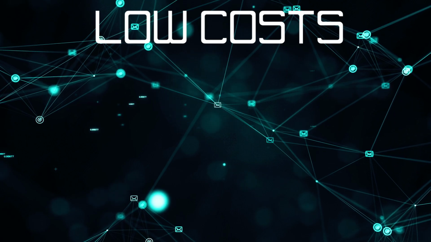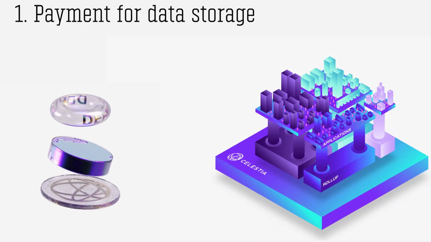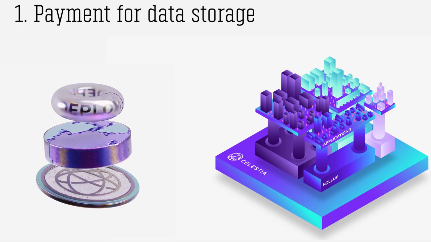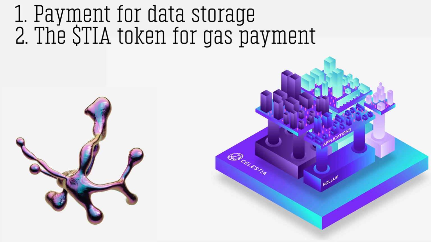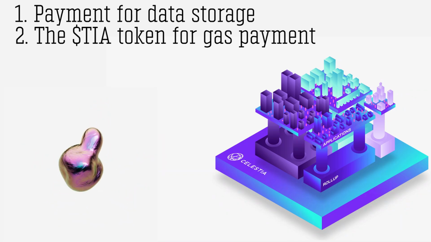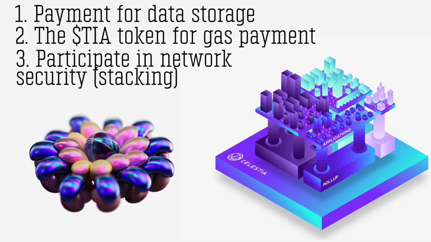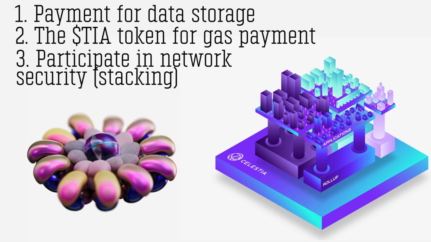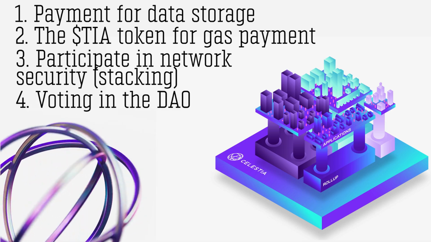Utility of the TIA token. Payment for data storage. For example, rollups must pay for publishing data on CELESTIA. The TIA token can be used to pay for gas by developers of other blockchains. That is, there is no need to create your own token. Participating in network security using staking. And it can also be used in a DAO, meaning voting on certain decisions.